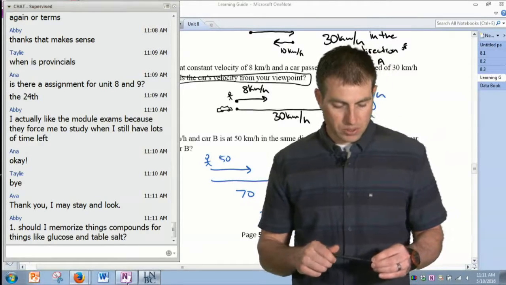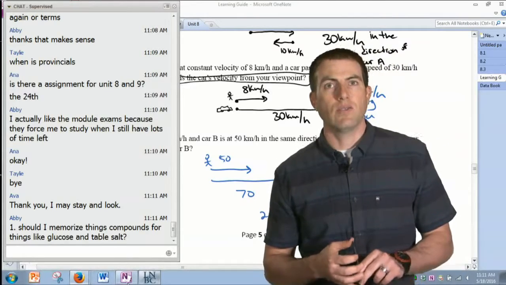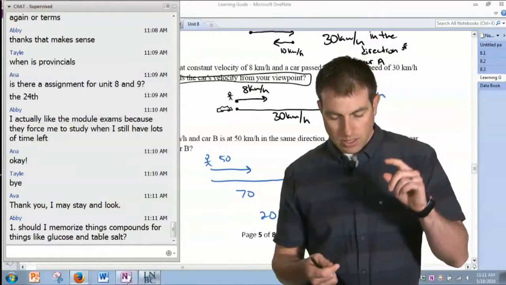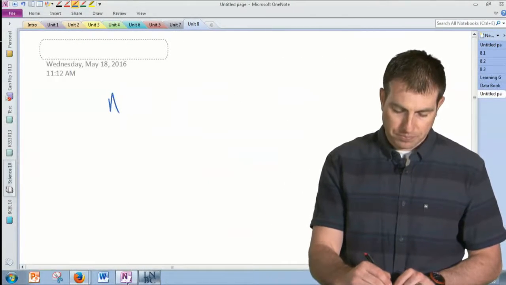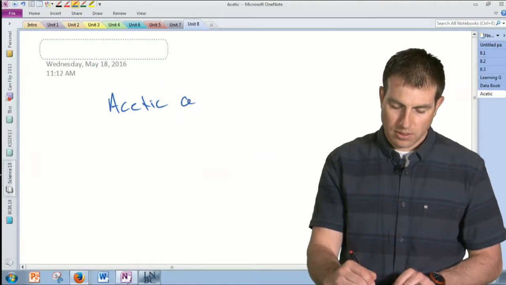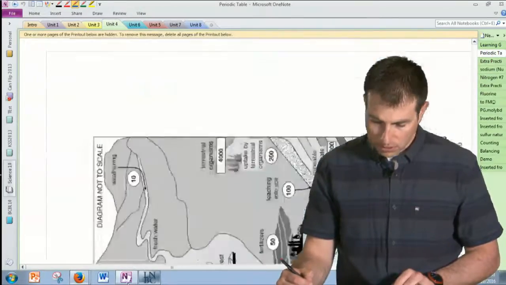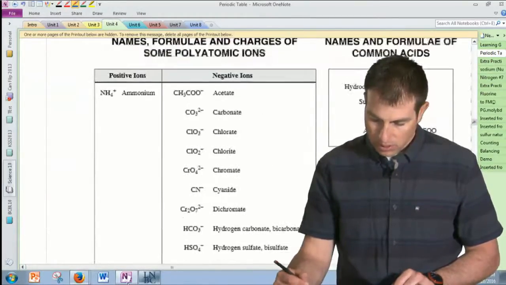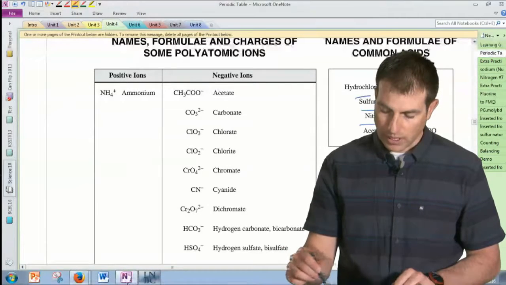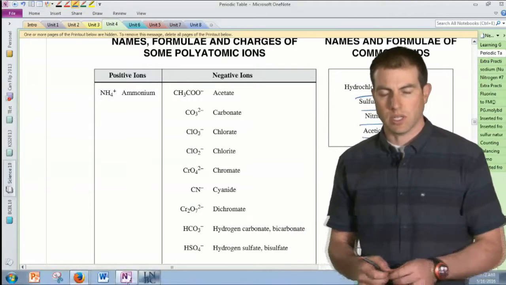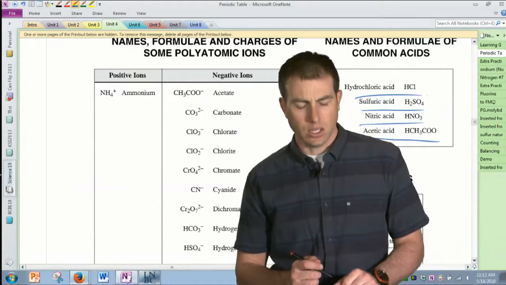Should you memorize compounds for things like glucose and table salt? Yes. Those are kind of really common ones. Things like, you should know what acetic acid is, which sounds really weird. There are some acids in your learning guide. So acetic acid, here nitric acid, sulfuric acid, hydrochloric acid. You should, I've just highlighted behind my head. There we go. You should know where all of those things are in your learning guide.